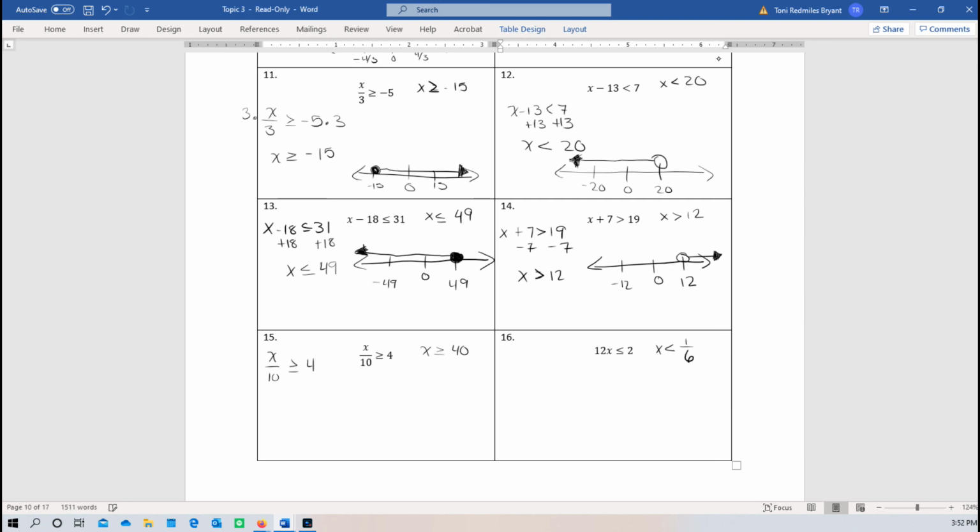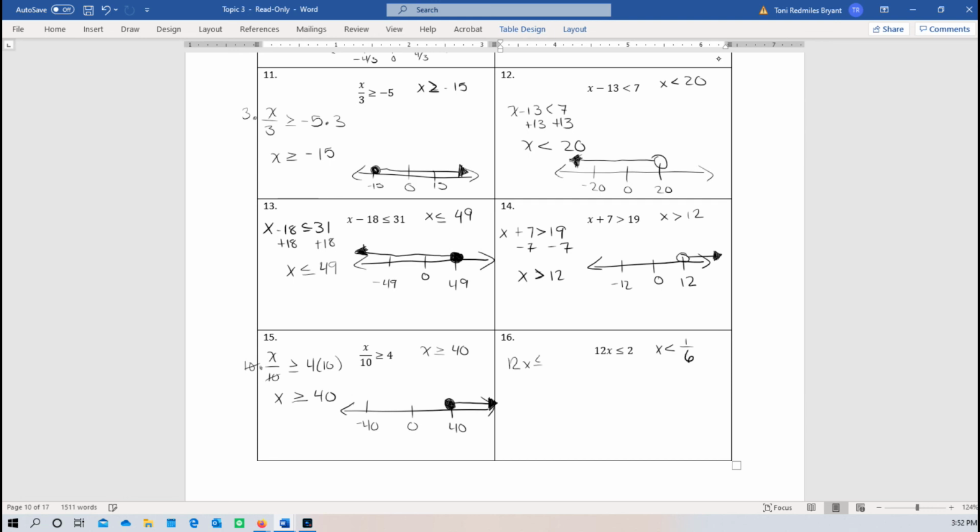All right, so the 10 is dividing x. The opposite operation is to multiply it on both sides, which gives me x is greater than or equal to 40. In that case, if it's equal to, we have to fill in the circle so that it's included in the set of numbers it can be, but it can also be numbers greater than. So 41, 50, 60, anything that's more than 40. So we're going to the right of the number.